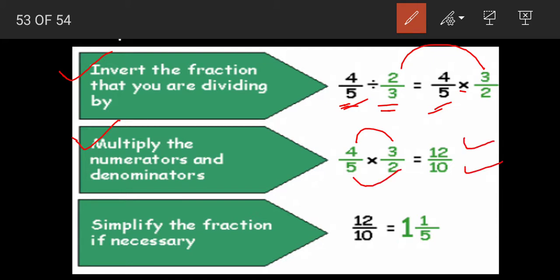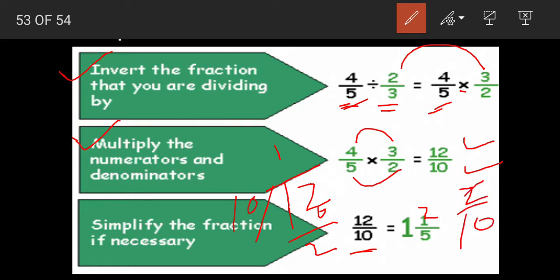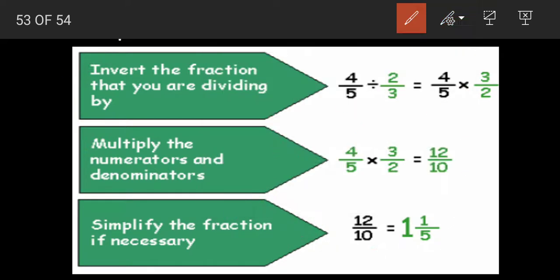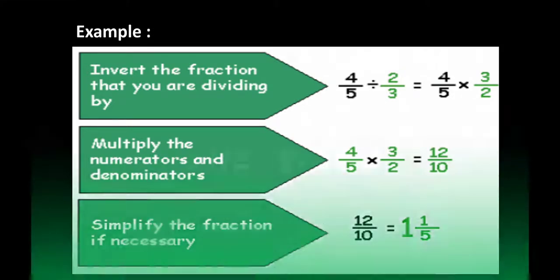Next step, we have to write them as a mixed fraction if necessary. So 12 by 10 can be converted: if we divide 12 by 10, then 10 ones are 10, so we get 2 as the remainder, so we can write this as 1 whole 2 by 10, or 2 by 10 cancels to 1 by 5. So it becomes 1 whole 1 by 5. That's all. Thank you.